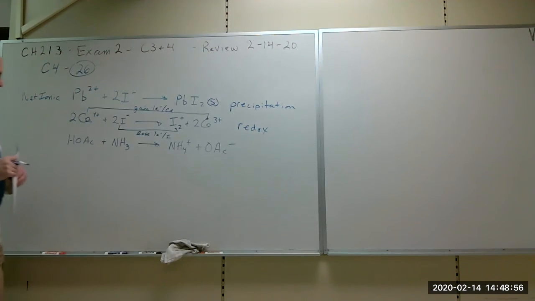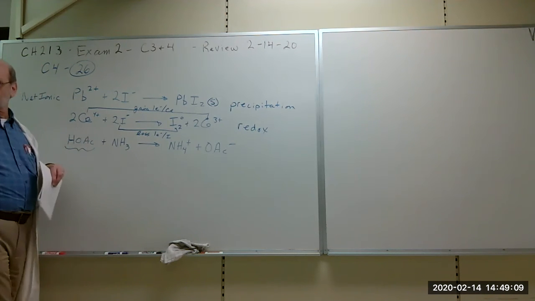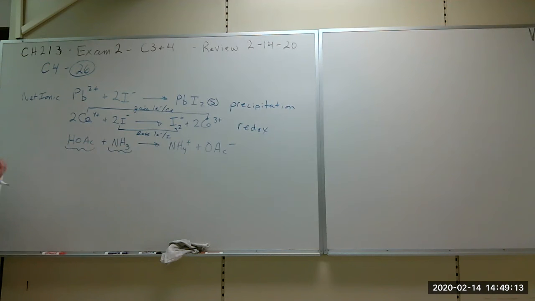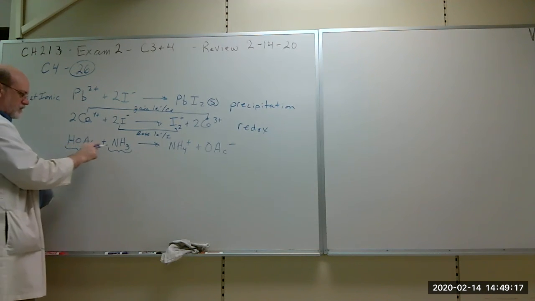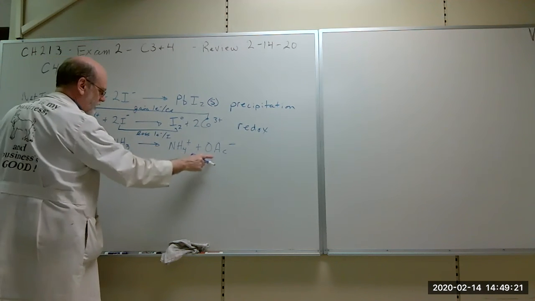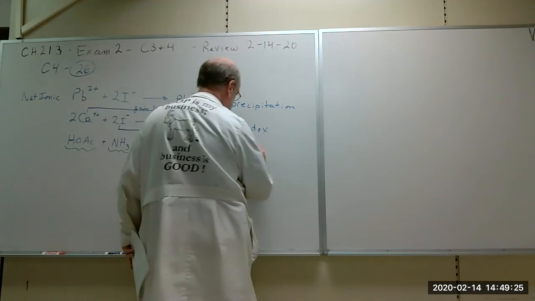For this one is a little trickier. This is an acid, we know that. And from our previous question, this is a base. So what we've done is we've transferred this hydrogen to that ammonia and made ammonium ion and acetate ion. This is an acid-base reaction.